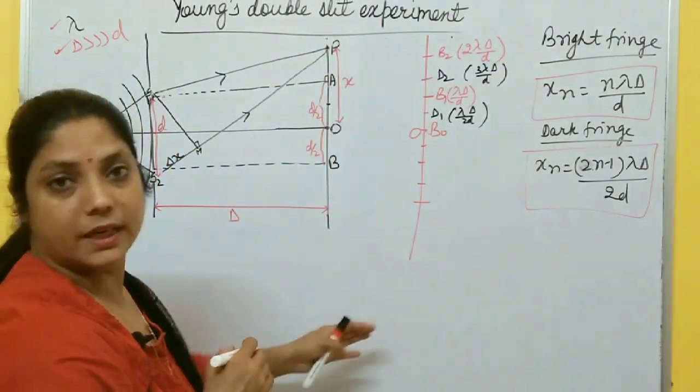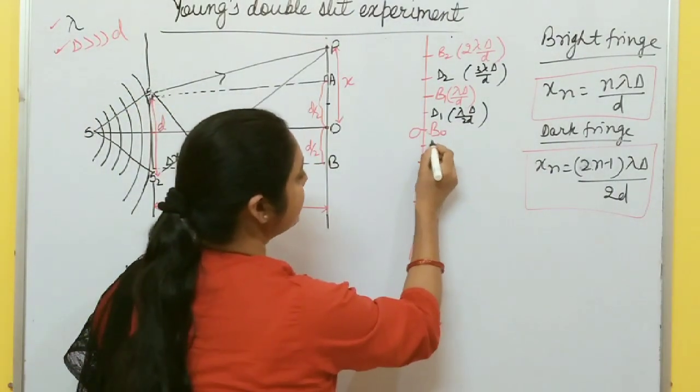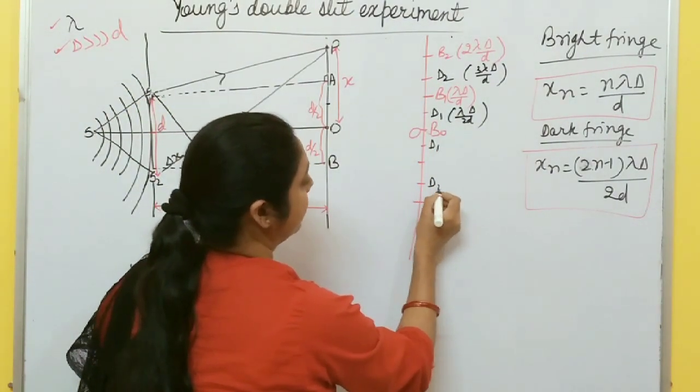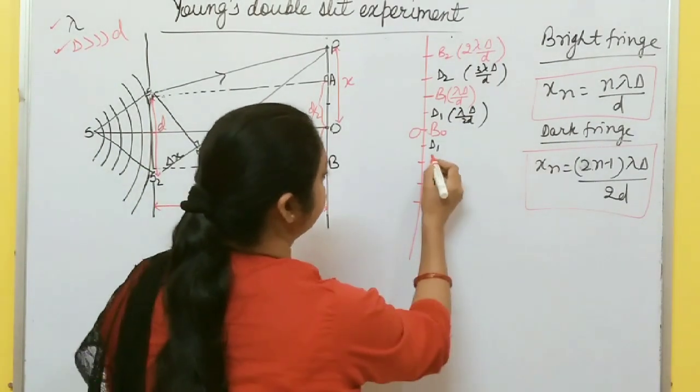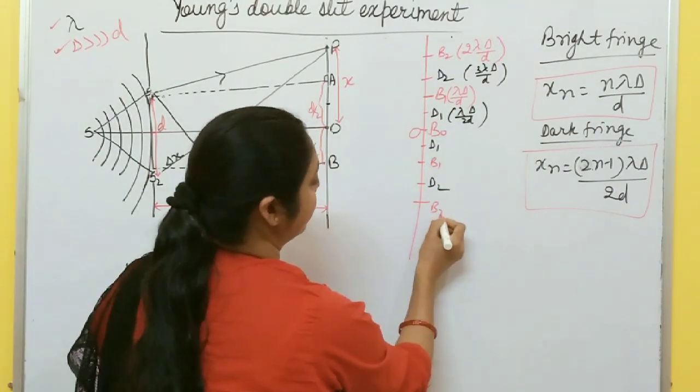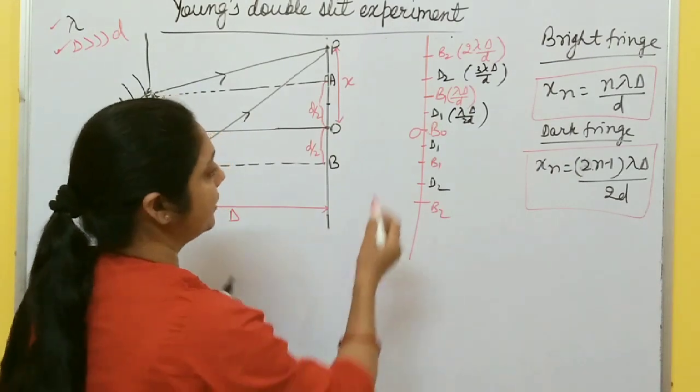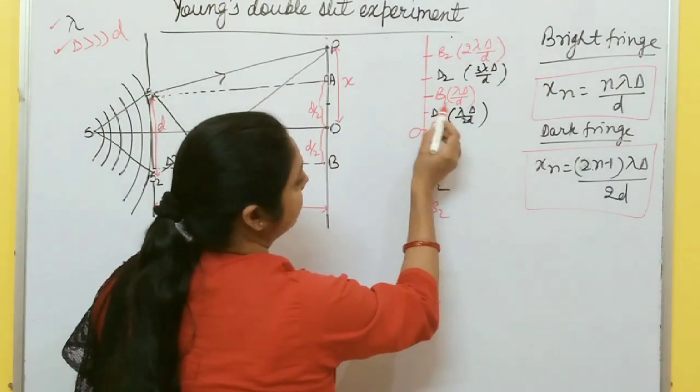In this way, on both sides of the screen, here first dark, here second dark, then this one is first bright, then second bright. In this way fringes are formed. Here the pattern is like this one.